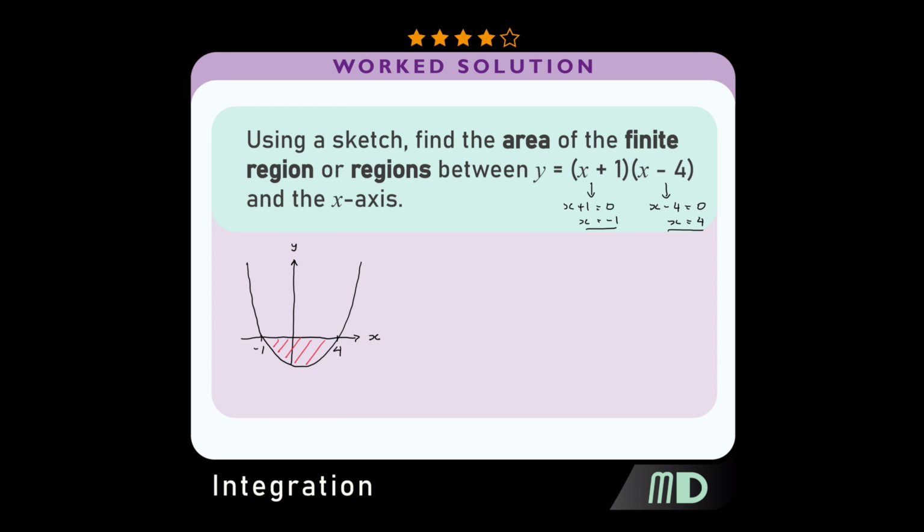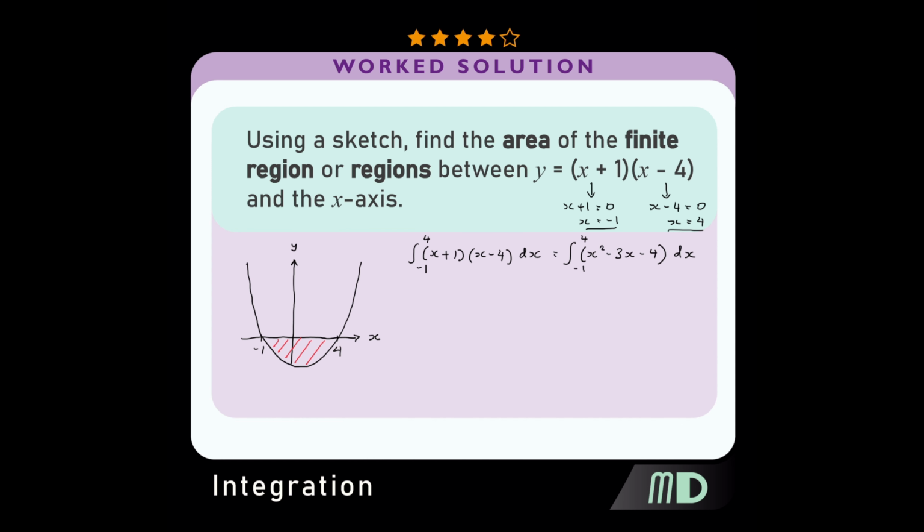To integrate the function x plus 1 multiplied by x minus 4 between the limits 4 and -1 with respect to x, we first need to expand both brackets, which gives us the integral of x squared minus 3x minus 4, keeping the same limits.